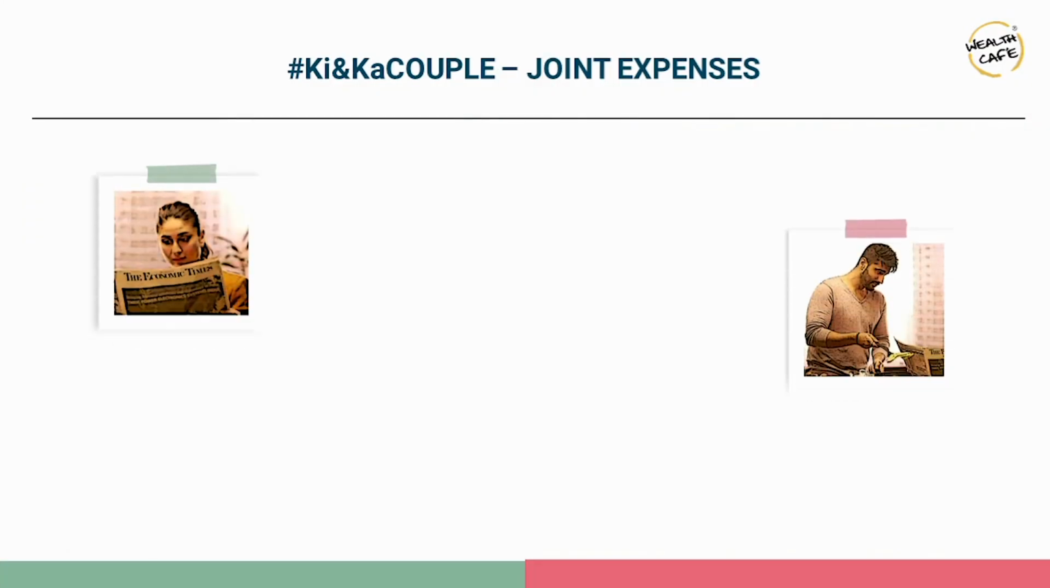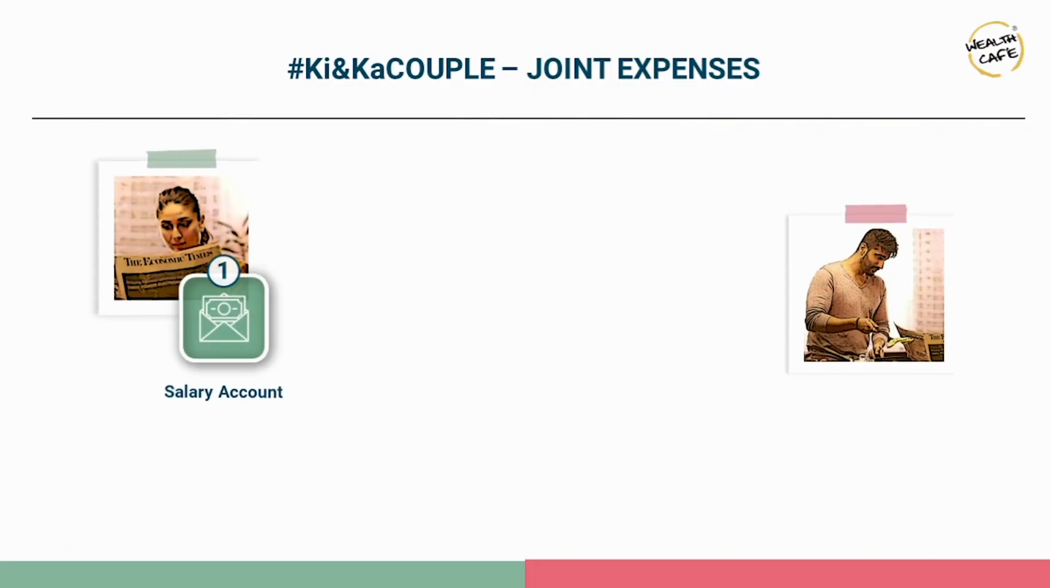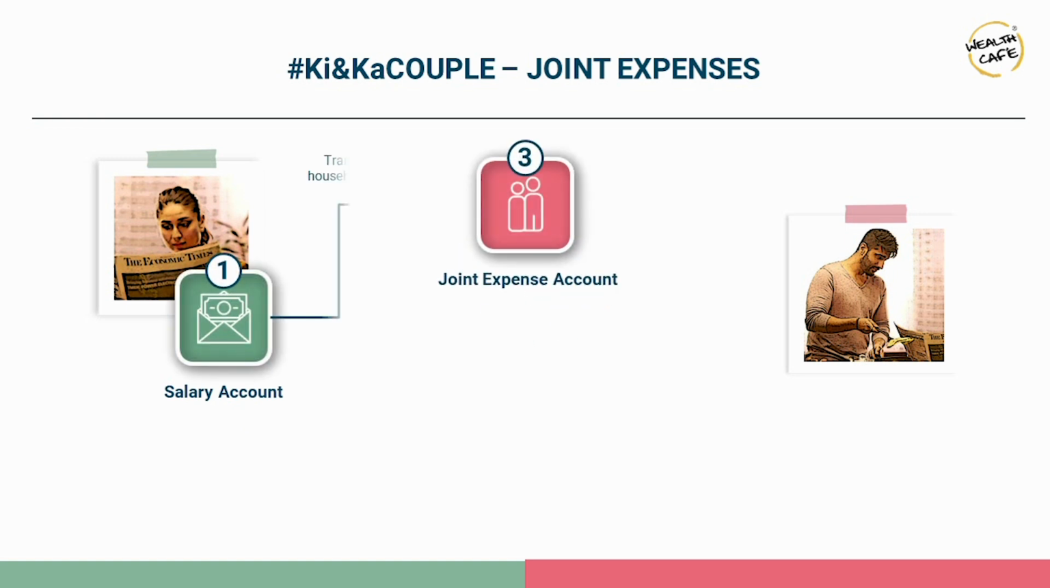Please ensure that for this entire discussion your spouse is also present with you, so you can work on everything that we're going to teach you now together. So we know that Ki has a salary account where she's earning her money, and Ki and Ka would both open a joint expense account.